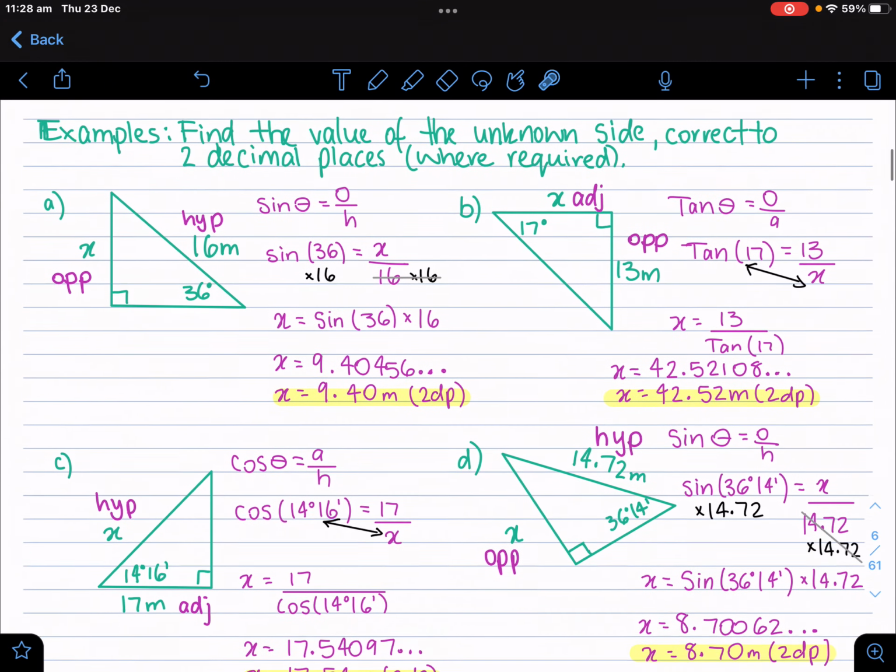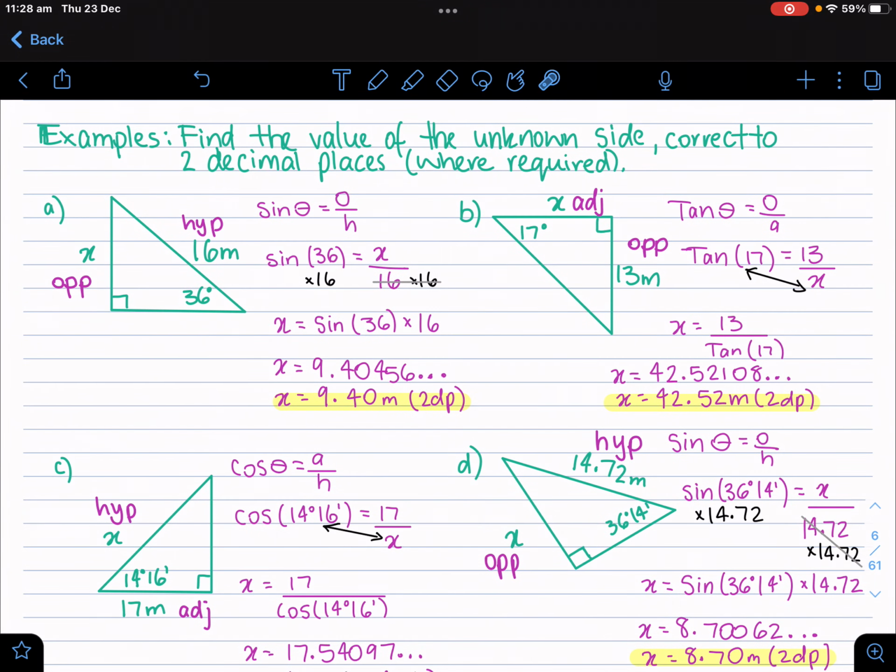So let's go through a few examples. I've done all the working out here, but I want you to follow the steps as I discuss them. And don't worry about all the purple and the black, just look at the green for now. Let's read the question first. The question says, find the value of the unknown side correct to 2 decimal places where required. So if this was an exam question and you didn't read it correctly and you didn't round off as indicated, you may lose some marks. So it's so important to read the question, to understand the question, and then to attempt the question.